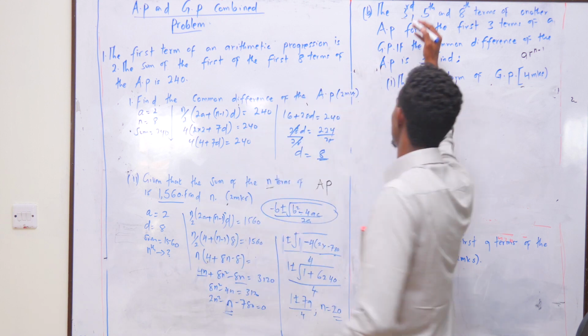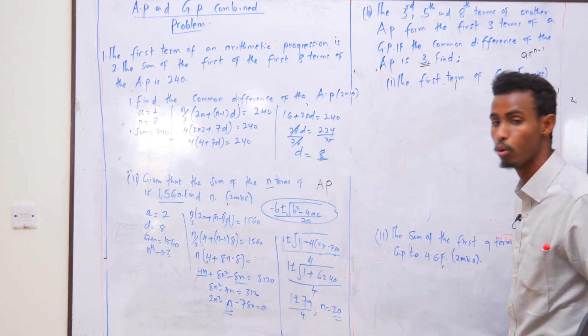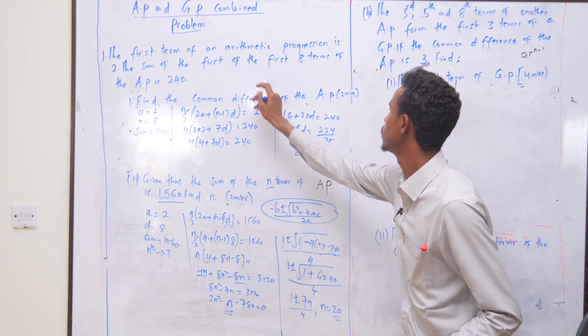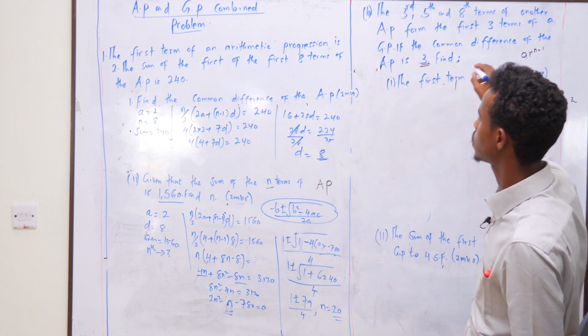Now class, this is the question I want us to look at, because these are very simple and can be done in the blink of an eye. It was having 2 marks and was having 2 marks as well. Now class, let's look at this one.